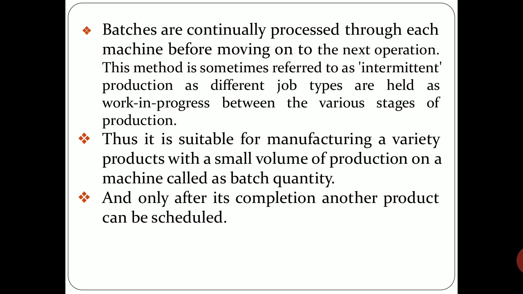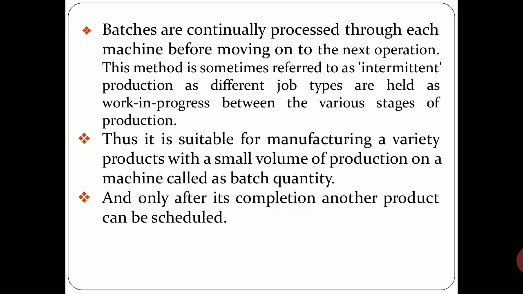Thus it is suitable for manufacturing a variety of products with a small volume of production on a machine, called batch quantity. So it is suitable for manufacturing items with small volume. The volume of production may be very small and is known as batch quantity, right? And only after its completion can another product be selected. Very, very important. Only once the first thing is clear can you go with the next batch. It's like clearing the batches.